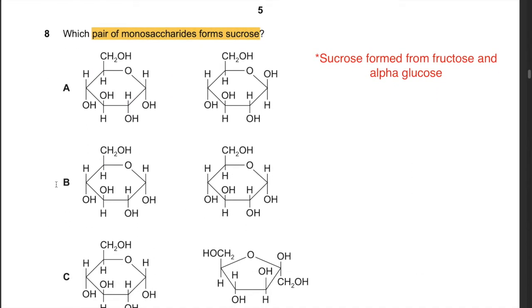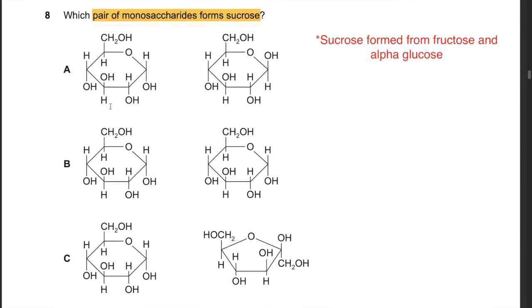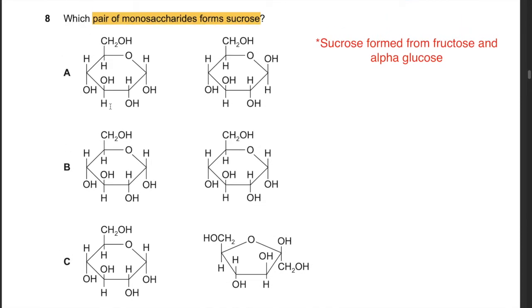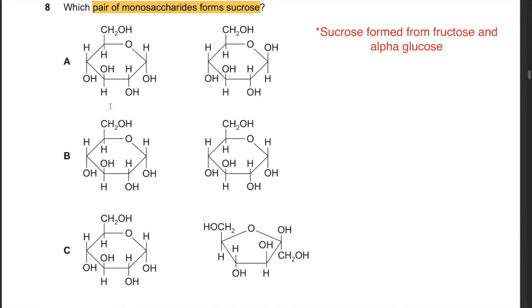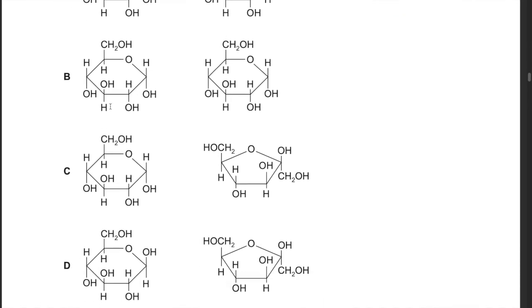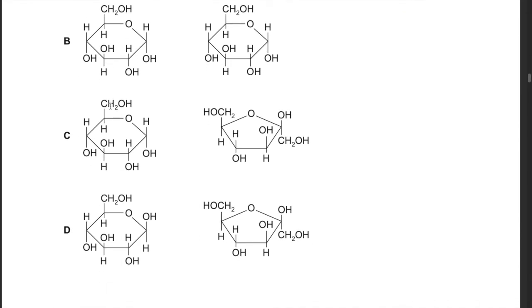Question 8. Which pair of monosaccharides forms sucrose? So sucrose is formed from fructose and alpha glucose. As you can see, A and B both have 2 glucose units, therefore they cannot be used to form sucrose. We have to consider between options C and D.